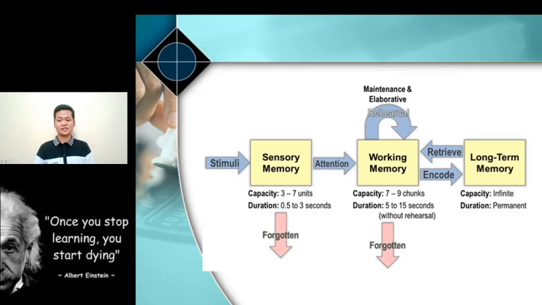So for example, this is how we encode, store. What we want is to target the long-term memory. Okay. Of course, we wouldn't like our pupils or our students to forget what we talk about, what we discuss to them. Okay, if that's so, then we just waste our effort in teaching them. All right, stimuli could be your lecture or the input, the information that you provide to your pupils.